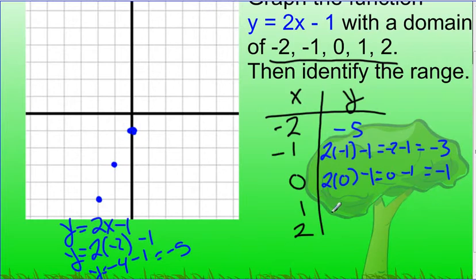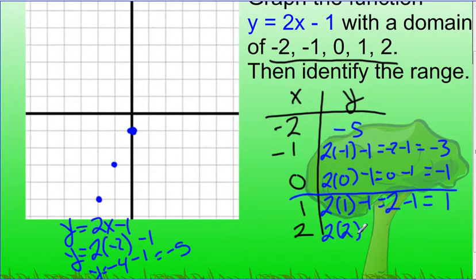Okay, so let's see. Number 1, you should have 2 times positive 1 minus 1. 2 times positive 1 is 2, minus 1 is 1. And then we take 2 times the x value, which is 2, minus 1. 2 times 2 is 4. 4 minus 1 is 3. So you're going to need to plot the points 1, 1, and 2, 3.